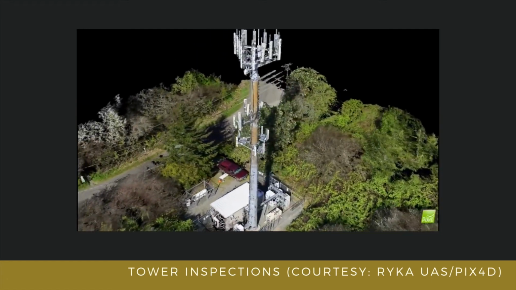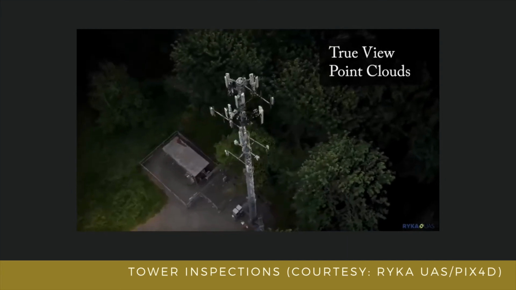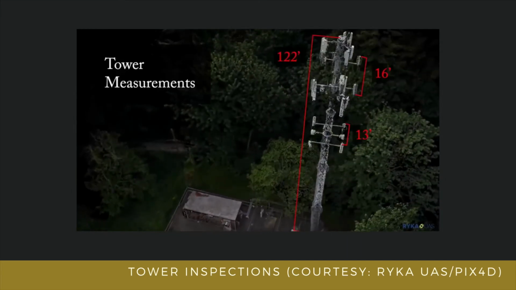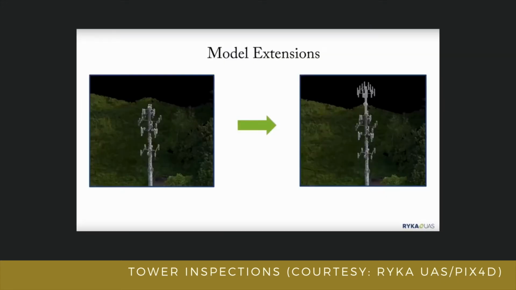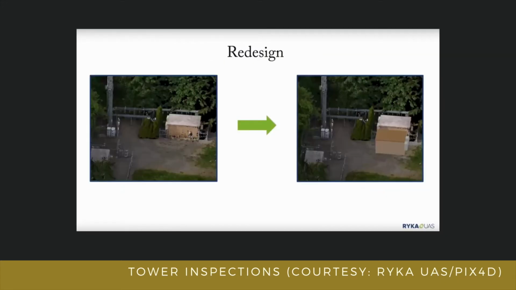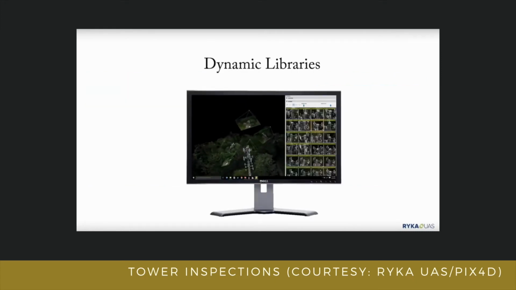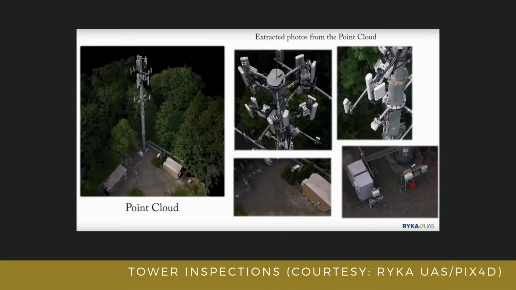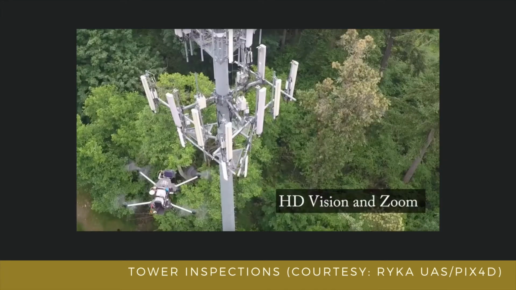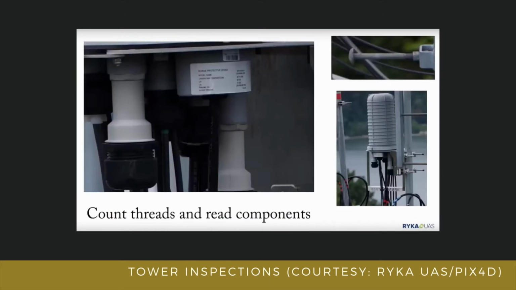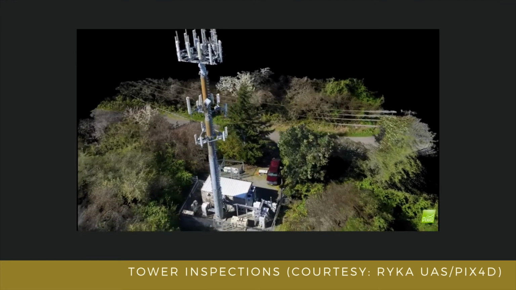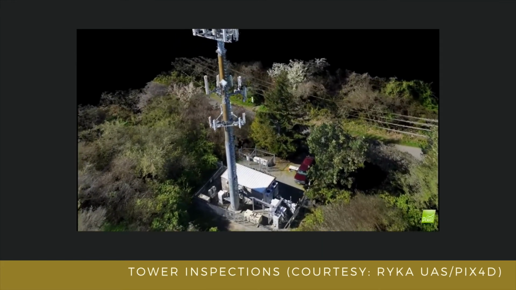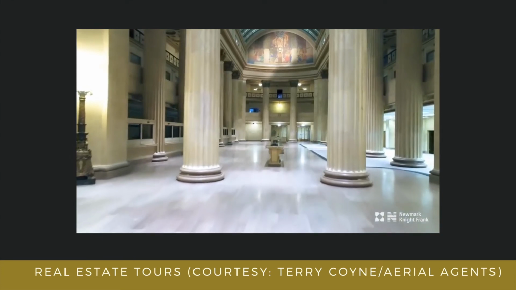This is some video from a company called Rika UAS and Pix4D. Tower inspections are a pretty lucrative business for people with a commercial drone pilot license, because if you think about it, this is a much more economical and safe way to do a tower inspection. So instead of sending a human being up all the 400 or 500 foot towers, you can just fly a drone around, make sure all the lights are blinking, make sure everything's good to go, and if something's out, then you know exactly what to send a person up there with. So tower inspections are pretty great.